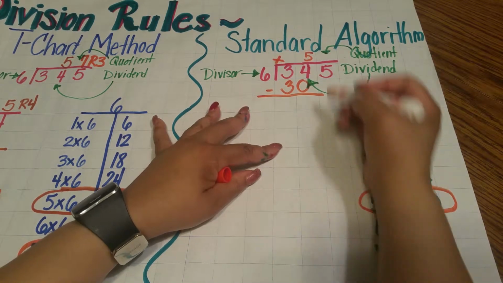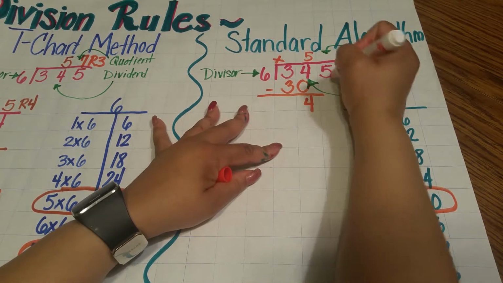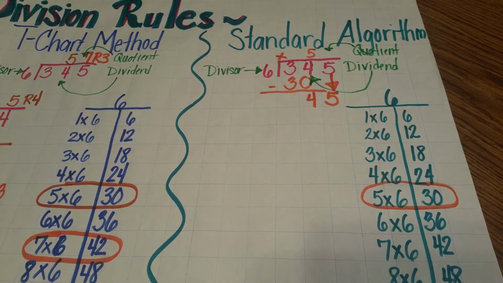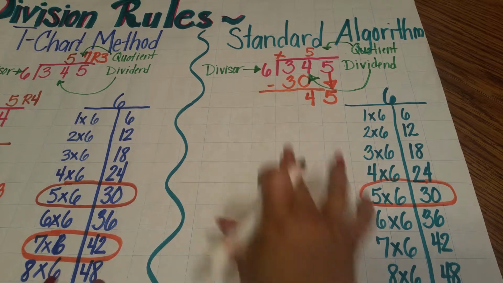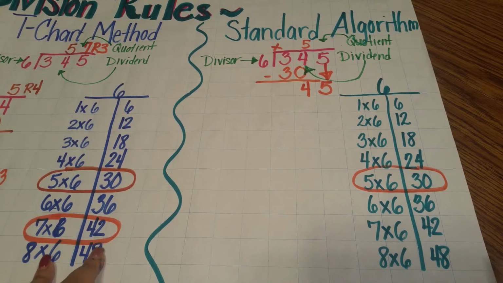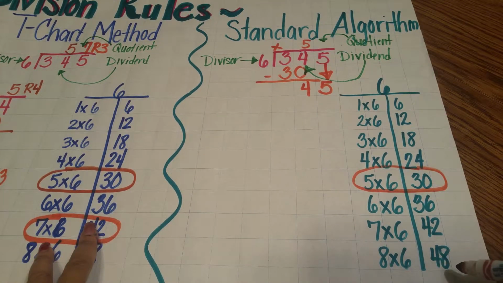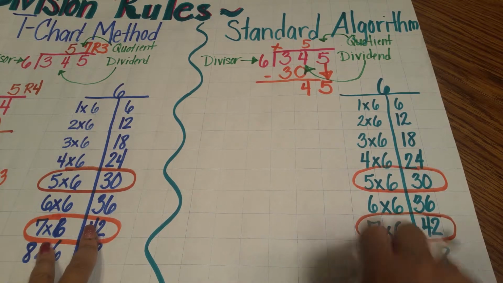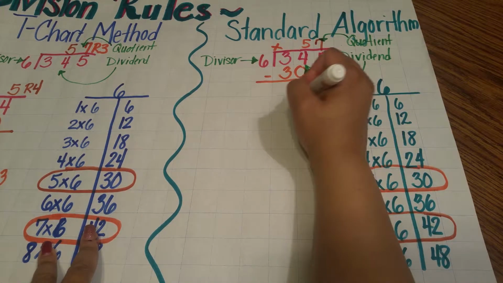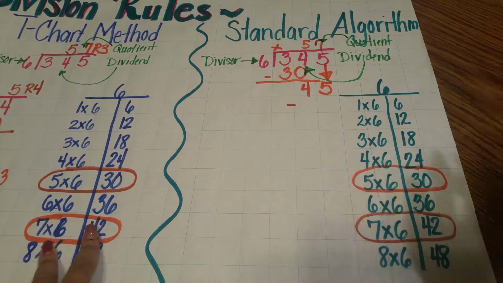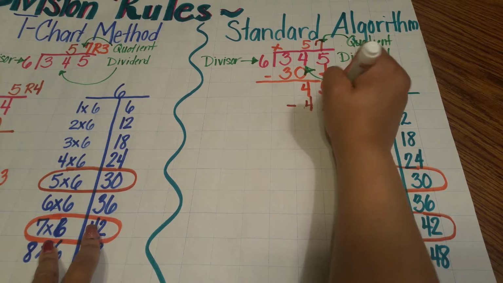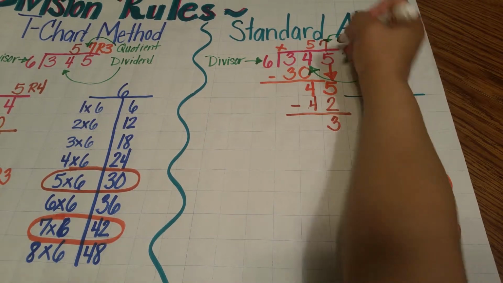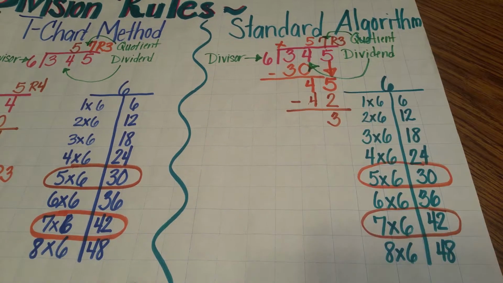And I need to subtract. 4 minus 0 is 4. And I'm bringing down my 5. Then I move on to the next number. My next dividend is 45. Looking for a number that is close to 45 without going over. It's 42 because 48 I went over. So my quotient is 7. We know that 6 times 7 is 42. Now I need to subtract. 5 minus 2 is 3. So my remainder is 3.